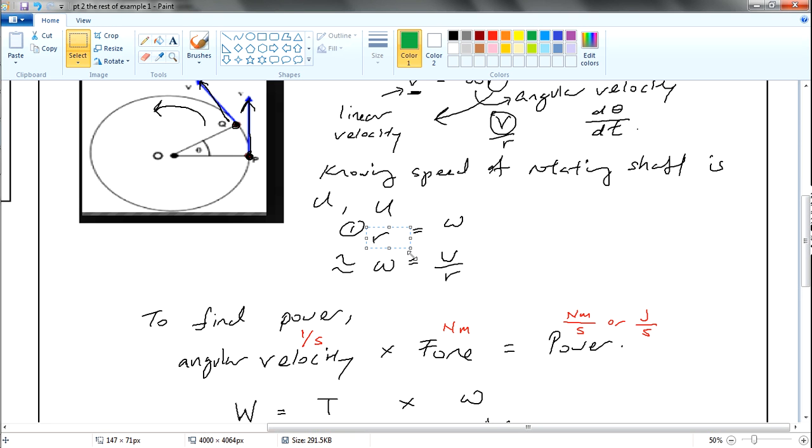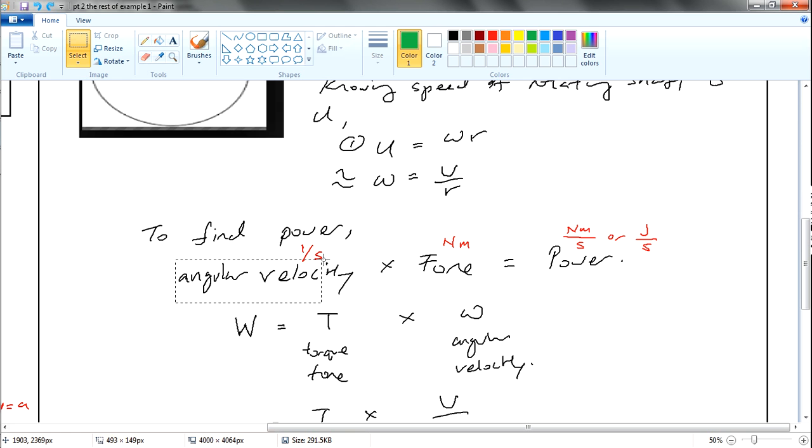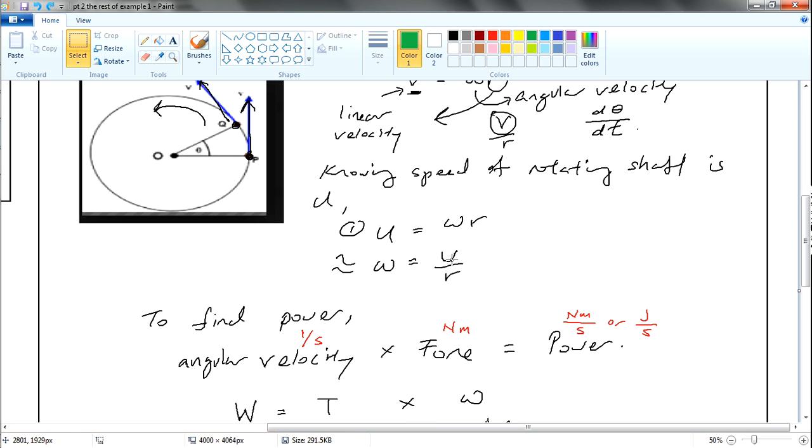So you can see the trend now. To find power, angular velocity is 1 over s. What does it mean? Angular velocity itself, this linear velocity is meter per second divided by meter, which is the radius, right? And therefore, if you cancel, you have 1 over s.